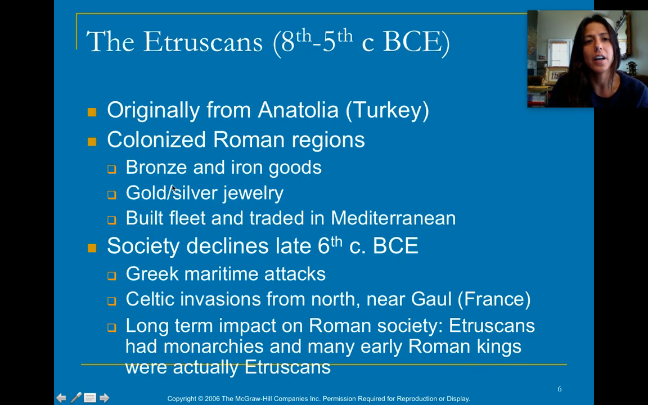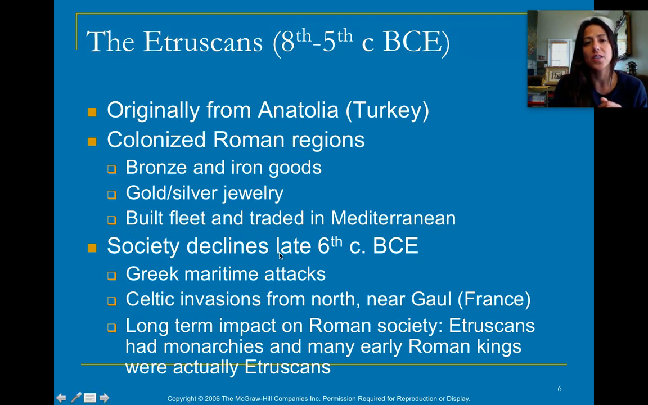And they're going to colonize these Roman regions. They're going to bring with them bronze and iron goods, a tradition of gold and silver jewelry. And they're going to build this large fleet. And because of the location, first they start off in the north of Italy, and they start to become very powerful in terms of trade. And of course, when you're trading, you're making money, you're making wealth, you're able to use those resources to finance a larger military and a more powerful state.